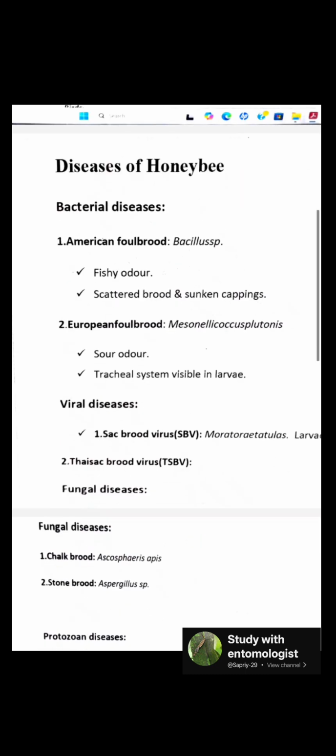The first type of disease are bacterial diseases, in that American foulbrood caused by the Bacillus species. In that a fishy odor will come, and scattered brood and sunken cappings are there. Third important characteristic is ropiness, present in the American foulbrood symptoms. Now second is European foulbrood. It is caused by Melissococcus plutonius and the odor is sour. So remember it, in American foulbrood it is fishy odor and in European foulbrood it is sour odor, and the tracheal system will be visible in the affected larvae in European foulbrood.